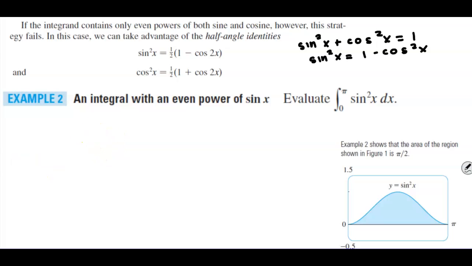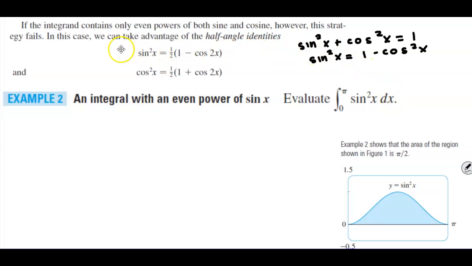Okay, in this next example, we have an integral with an even power of sine x. So again, you can see that we can use the standard identity, which is sine squared x plus cosine squared x equals 1. And then if we wanted to use sine squared x, we could find 1 minus the cosine squared x and substitute. But unfortunately, this integral is no simpler to evaluate.